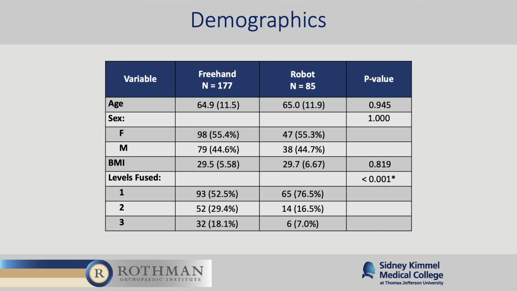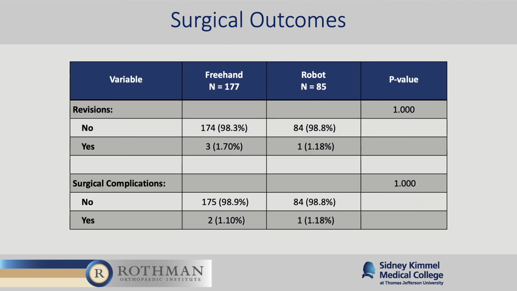There were a total of 262 patients in our cohort, 177 in the freehand group and 85 in the robotic group. There were no significant differences with regards to demographics between groups. However, when you look at the number of levels fused, there was a higher proportion of patients undergoing 2 and 3 level lumbar fusion in the freehand group as opposed to the robotic group. When we look at our surgical outcomes, there was no significant difference in revision or surgical complication rates between groups. However, this study may have been underpowered to detect this difference.